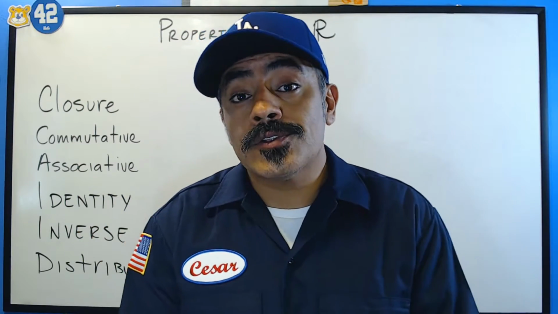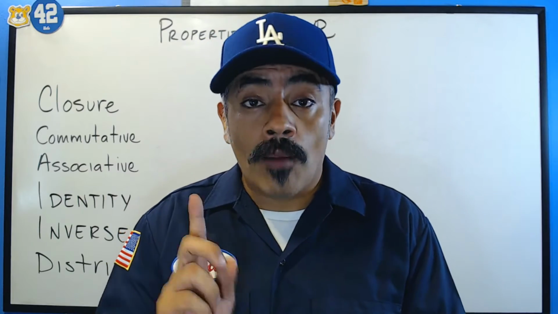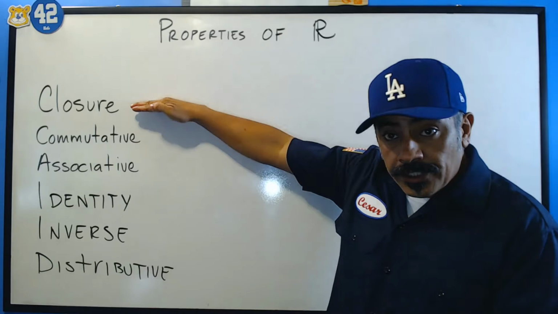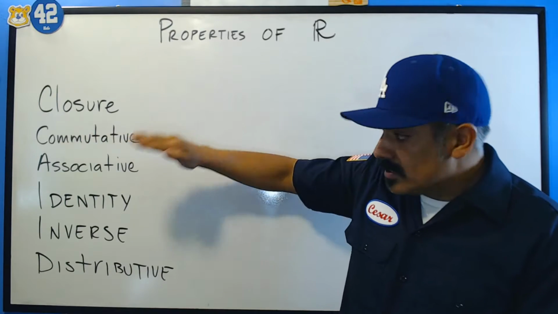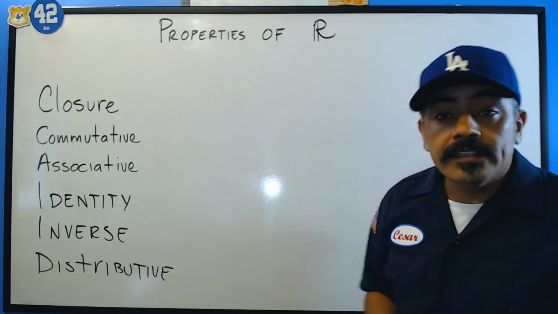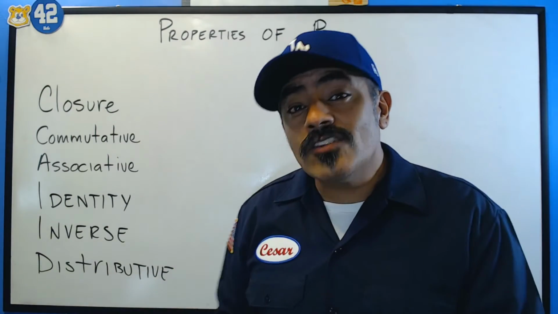I am Caesar the tutor, and today we're going to be going over the properties of the real numbers. The properties of the real numbers are closure, the commutative property, the associative property, the identities, the inverse properties, and finally the distributive property. Now, a lot of these things you already know.